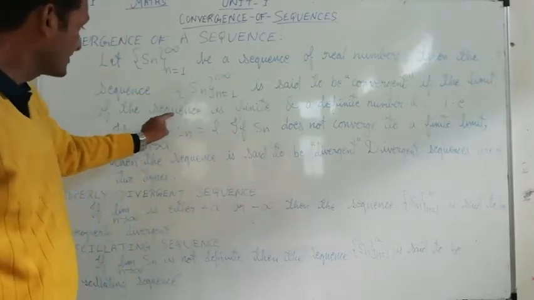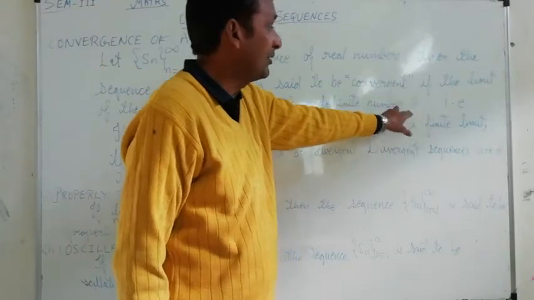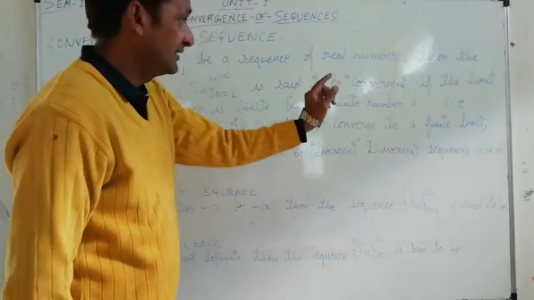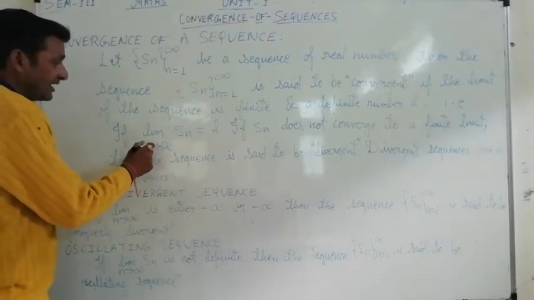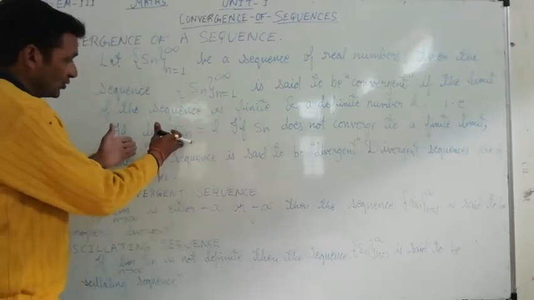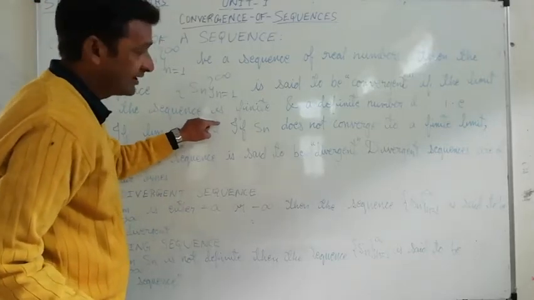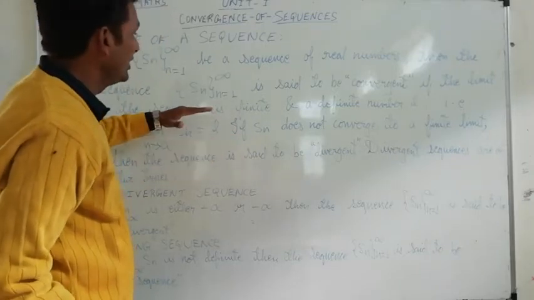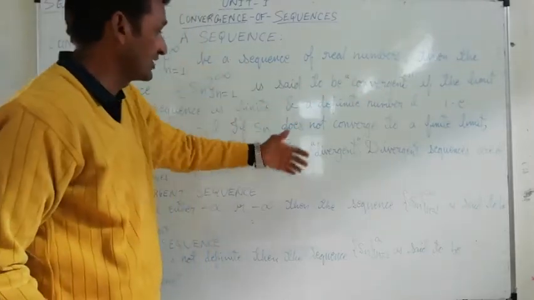If the limit of such a sequence is finite and a definite number, one particular definite number will be there, that definite number is assigned as L. We can say it in another manner: if limit n tends to infinity, Sn has one particular definite number as a limit, then we will get one particular finite value after solving this limit, and it is called a convergent sequence, or convergence of a sequence.